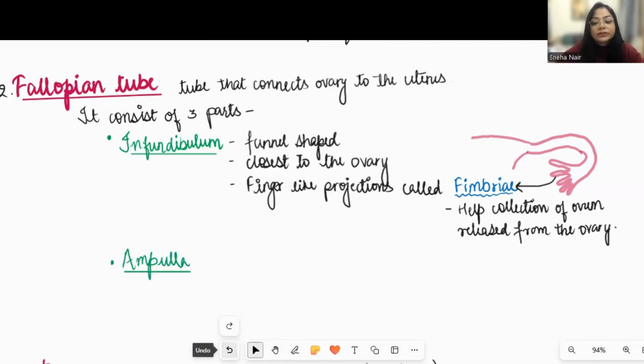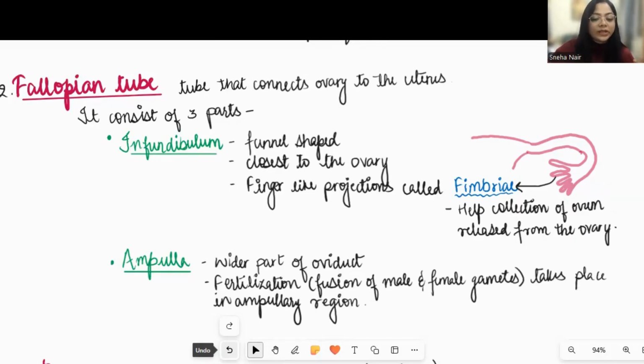Now the next part of the fallopian tube is the ampulla. The ampulla is a little wider, and the ampulla plays a very important role here. The ampulla is the place where fertilization will take place. What is fertilization? Fertilization is fusion of male and female gametes. So the ampullary region is the place where fusion of male and female gametes will take place.